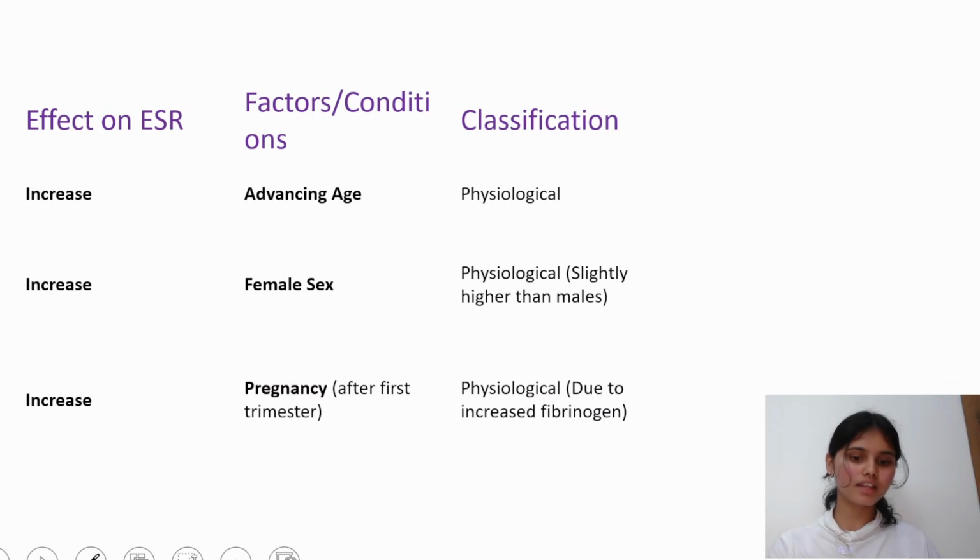Now next, again, increase. Advancing age. This is a physiological condition. With increased age, there is more rouleaux formation. The female sex will have a slightly higher ESR than males, mainly due to the hormone estrogen, and it increases in pregnancy after the first trimester due to the increased fibrinogen content of the blood.